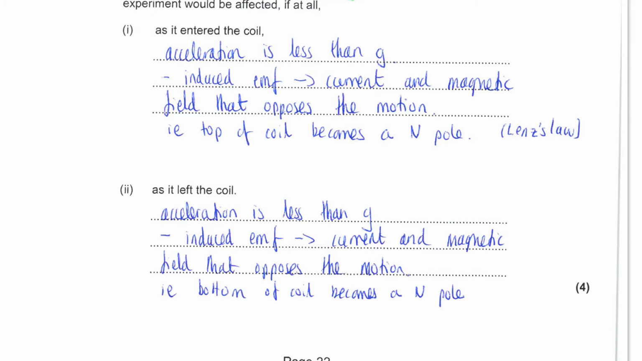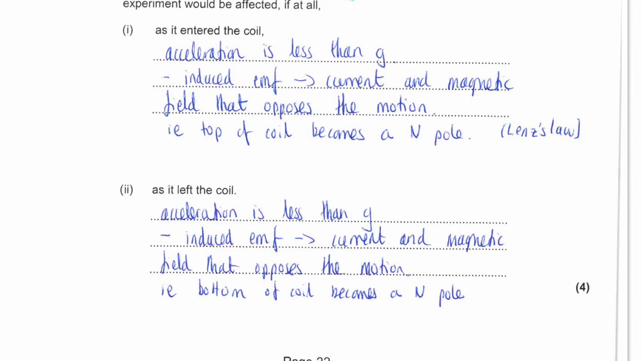So we know that the change in flux linkage in the coil as the magnet falls into the coil causes an induced EMF. The induced EMF leads to a current in the coil. And the current in the coil leads to a magnetic field around the coil. Now, Lenz's law states that the magnetic field that's ultimately induced must oppose the cause. So it must oppose the motion of the magnet falling into the coil.